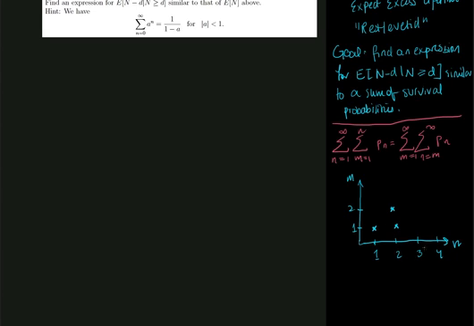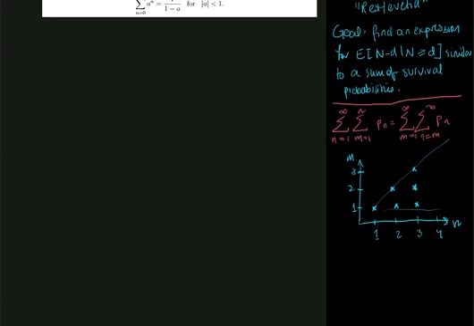Okay, for n equal to 3, which values can m attain? M can be 1, 2, 3, which means that we sum Pn for n equal to 3 and m equal to 1, and then for n equal to 3 and m equal to 2, and then n equal to 3 and m equal to 3, and so on and so on. So you can kind of see that this creates this triangular structure here.